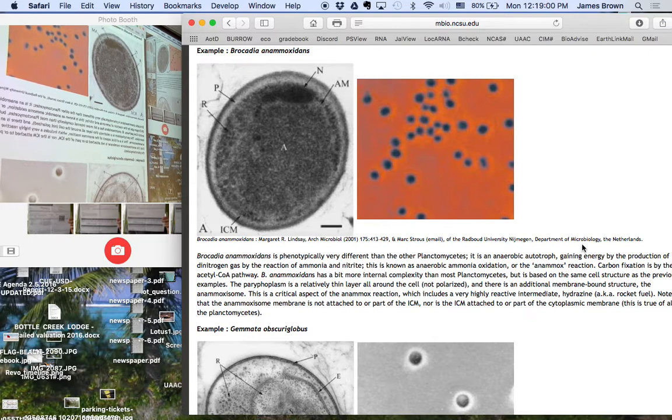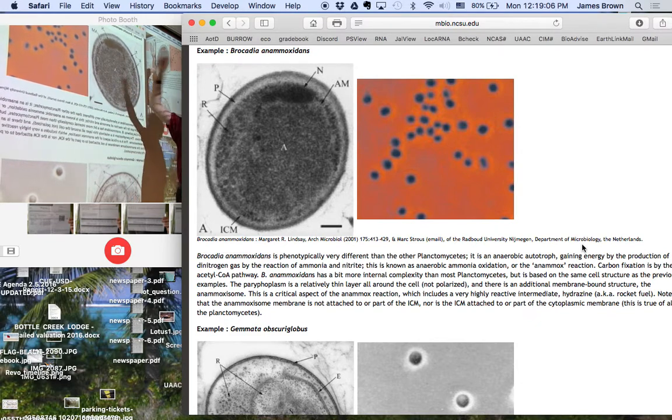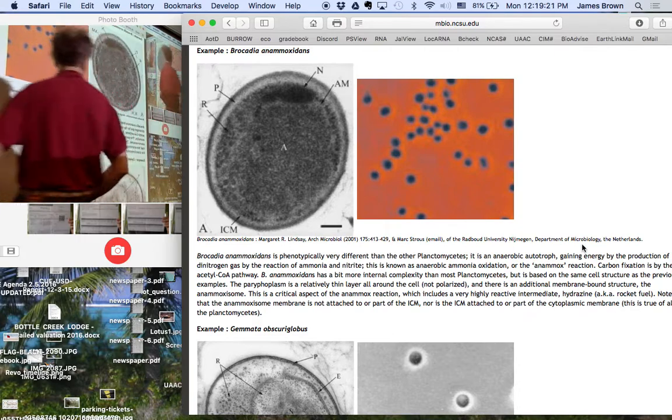And so this organism has an anammoxosome membrane, it has an internal cell membrane, it has a cell membrane. Does this sort of thing remind you of any kind of organism, cellular structure you're used to hearing about? Eukaryotes, right? It's just a coccus when you look at it, though.